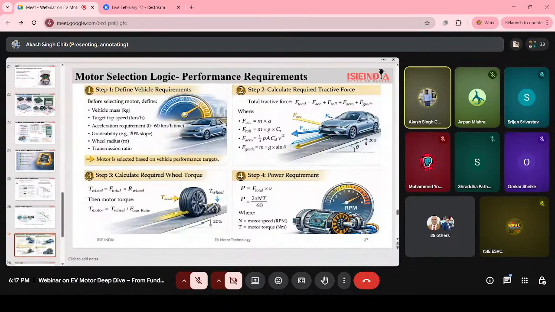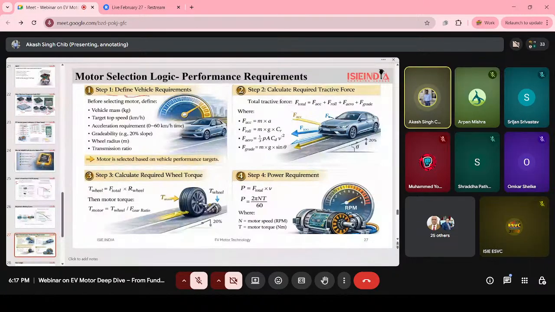Now comes a little bit complex part. I will not say that this is more complex; you can easily understand this as well. Here are some calculations, like the motor selection logic and the performance requirements, like how you choose a perfect motor for a vehicle, so you will get better performance in your vehicle.